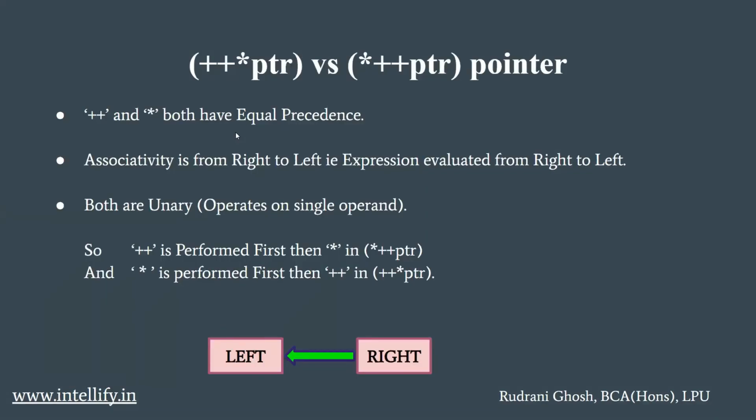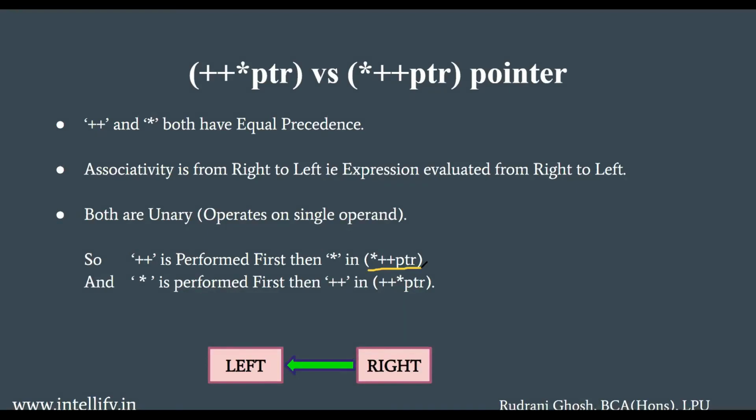While we're incrementing or decrementing a pointer, it is important to make sure that we know which location we are assigning the dereferencing operator. Both increment and dereferencing operator have equal precedence. Same goes for decrement operator. And associativity is from right to left. That is, expression is evaluated from right to left. Both are unary, that means there is only one single operand. We don't require two separate operands, we don't require two separate variables, we require just one variable. The operation is performed on one variable.